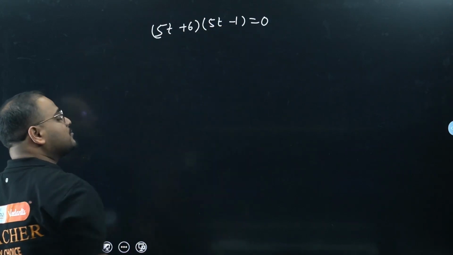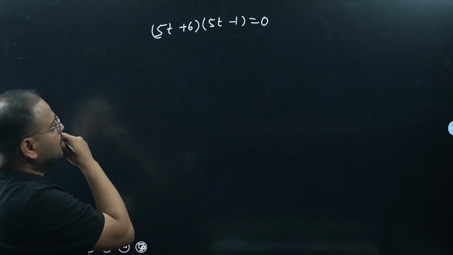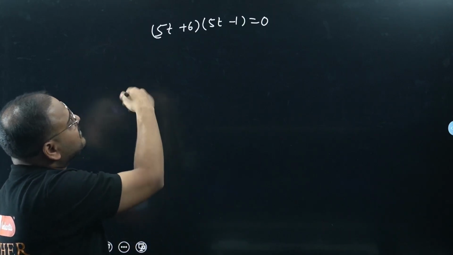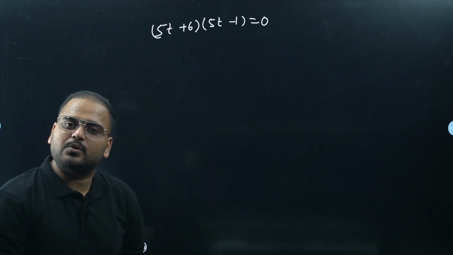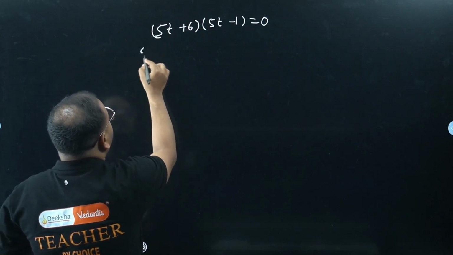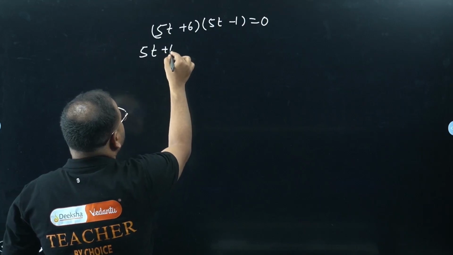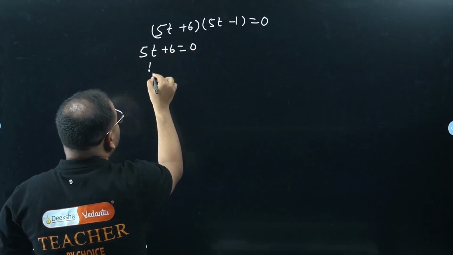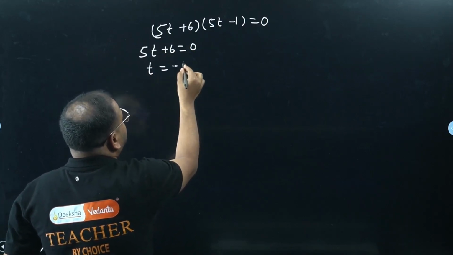Okay, please, how can we solve this? Tell me. We will, sir, do one thing. We'll take one of them as 0 at a time. That's how it's going to work. So if I do that, I get 5t plus 6 equal to 0. So t is equal to minus 6 by 5.